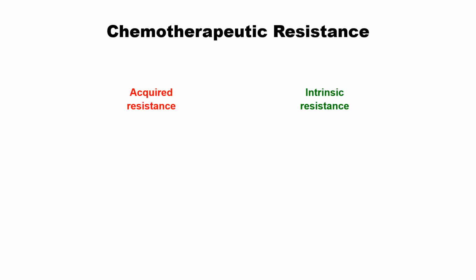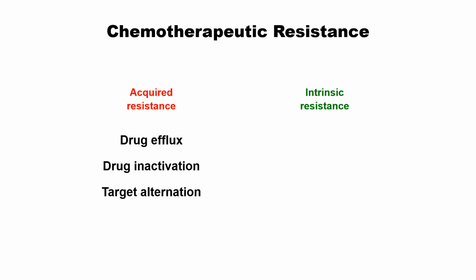Now if we summarize those acquired resistance and intrinsic resistance: drug efflux, drug inactivation, and target alteration are usually considered acquired resistance, and entering quiescence is intrinsic resistance.